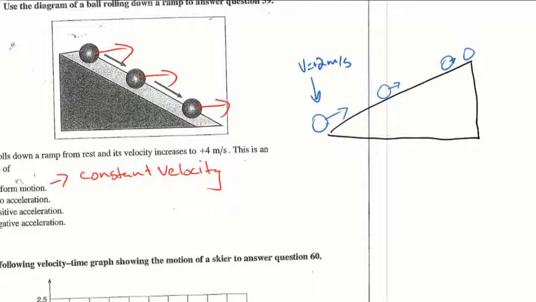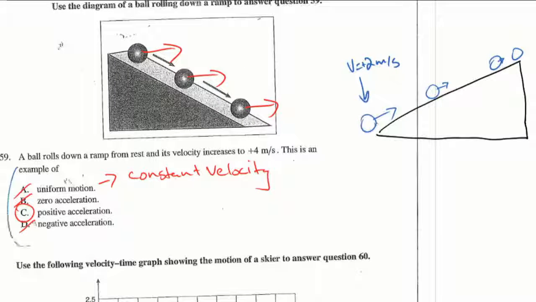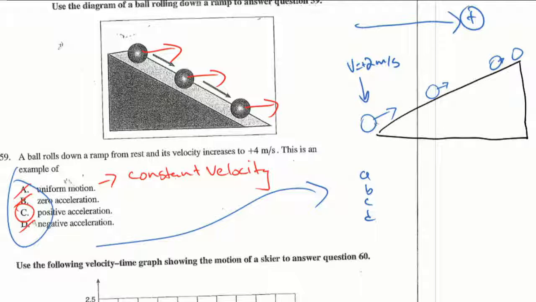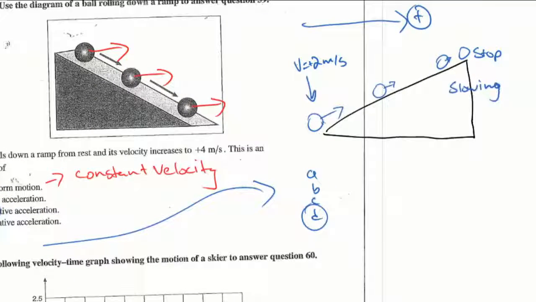What if I asked the exact same question, same answer choices, in this scenario? I'm saying everything to the right is positive because my velocity is positive. What would the acceleration be here? Is the object speeding up or slowing down? Well, as it goes up the ramp, it's stopped here. So it's slowing. It's going to be negative acceleration. Perfect. So same question, just a different scenario.